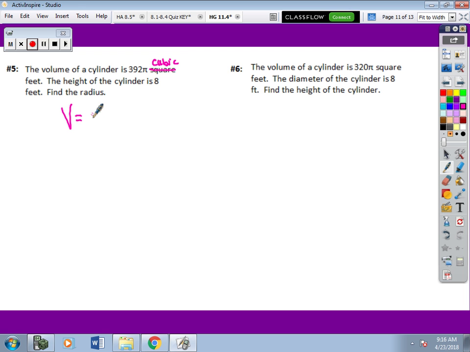V equals pi r squared h. Substitute in what we know and make sure that since this has a pi, that you do write the pi in your formula. So this will be 392 pi. Now just because it says cubic inches does not mean you cube this number. That's just the units. You do not cube 392, you get something really, really big. Okay, radius we don't know. Height we do know, so we're going to plug that in for h.